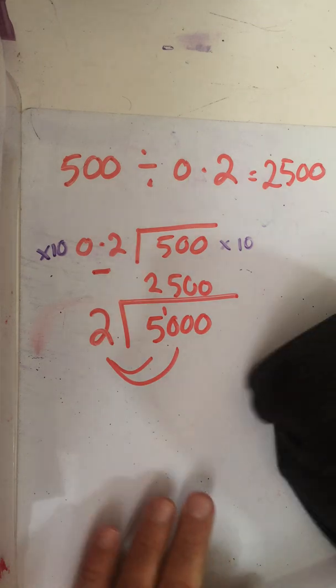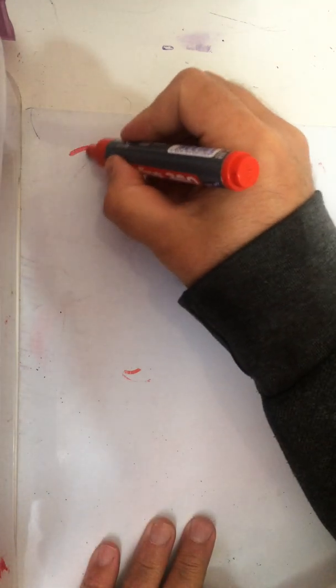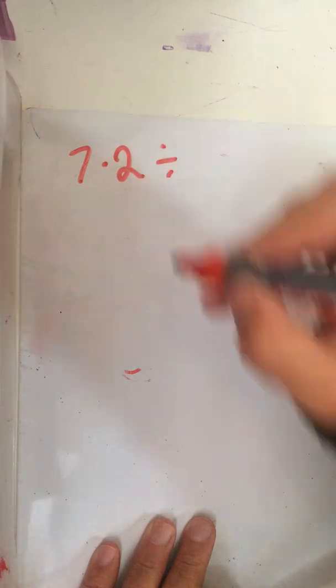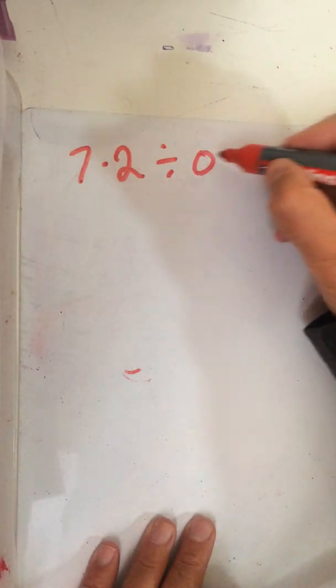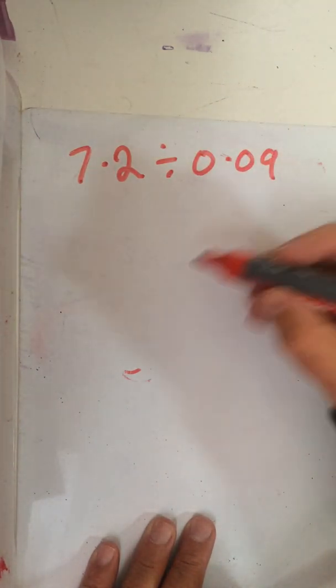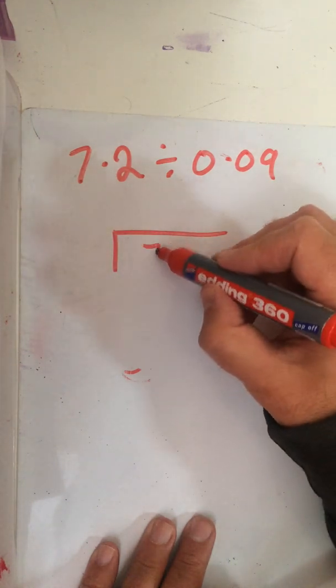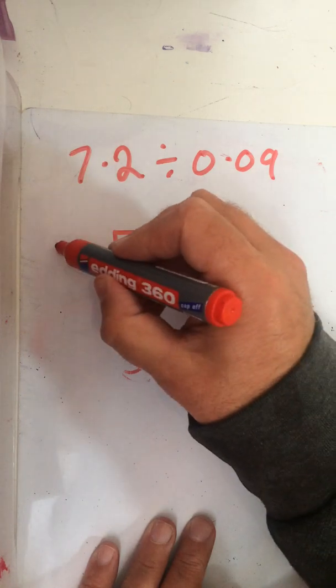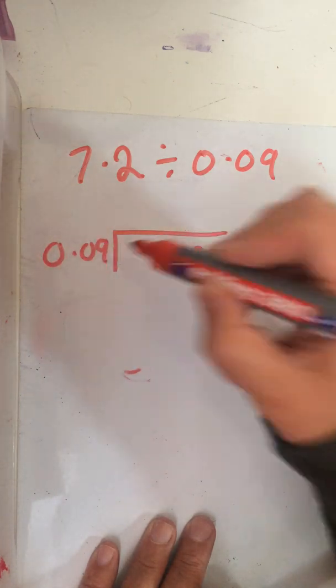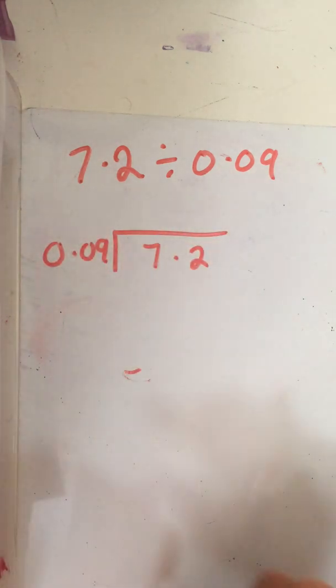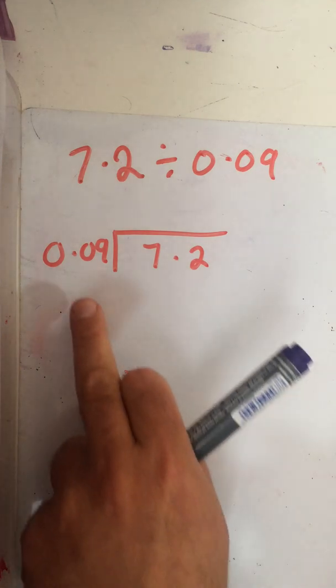2,500. Let's do another one of those, please. So if, for example, we have 7.2 divided by 0.09, you put it into your bus stop method. 7.2 divided by 0.09.